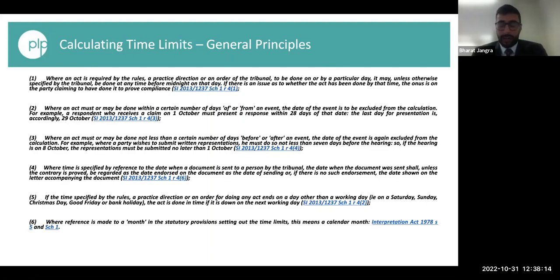So like when we had the Queen's funeral, which was an unannounced bank holiday, any time limits which were due on that day would have had until the next working day to have been completed by. And when there's reference to a month, that is a calendar month, as opposed to say 28 days or 30 days or 31 days. It's one month on from January to February to March onwards.